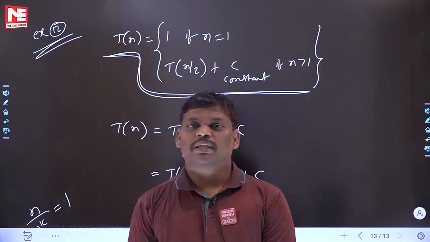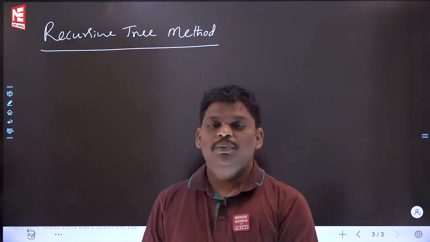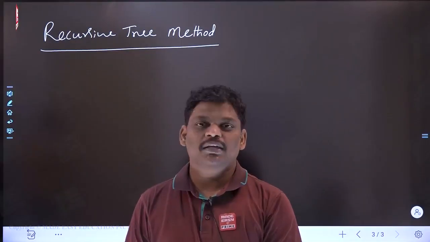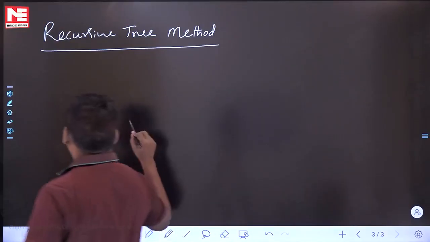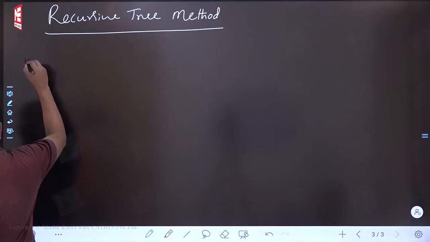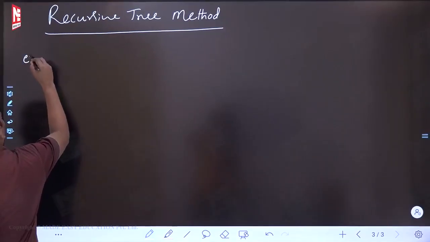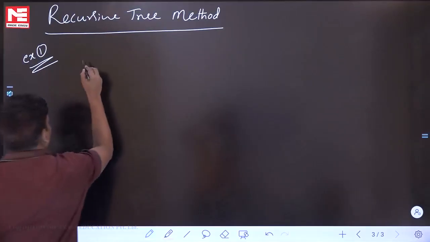This is the substitution method to solve the recurrence relation. The next method is the recursive tree method. Previously we saw the substitution method, now the recursive tree method. We will see when the recursive tree method is applied. Let me take the first problem, and make sure we follow it carefully from the first problem onwards. Example 1, recursive tree method.